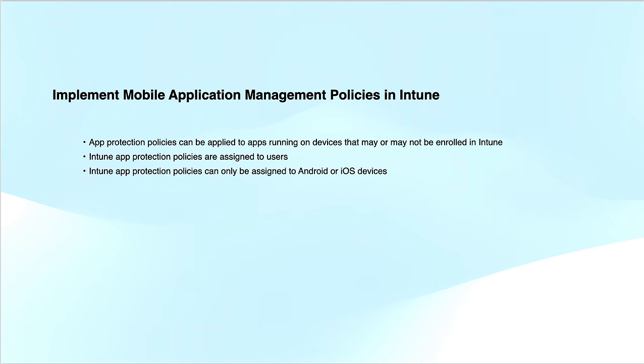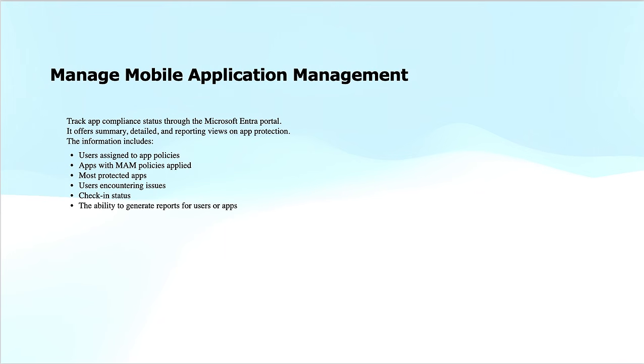We monitor the app compliance status in the Entra portal, which provides summary and detailed reporting views of app protection. The information included is assigned users with the application policies, apps with MAM policies, top protected applications, users experiencing issues, or checking the check-in status. We can run user or app reports. It's up to us. Well, this was about this module.